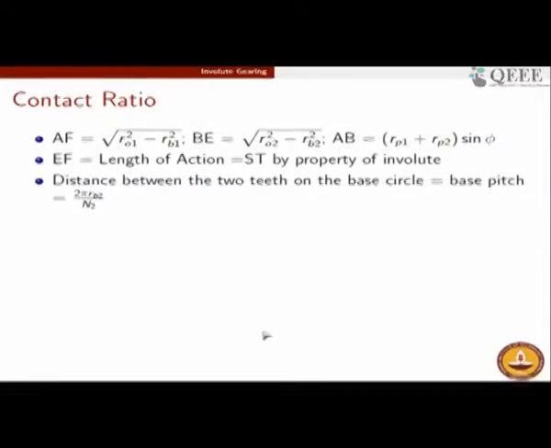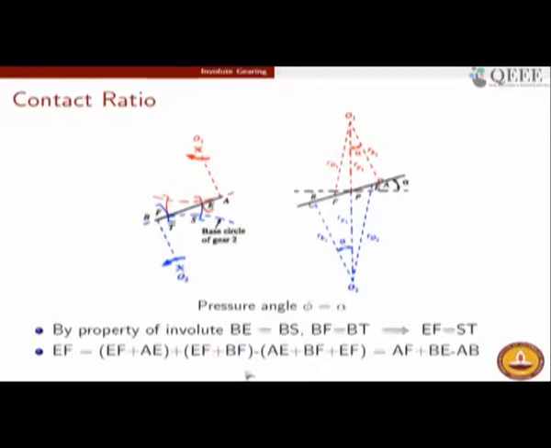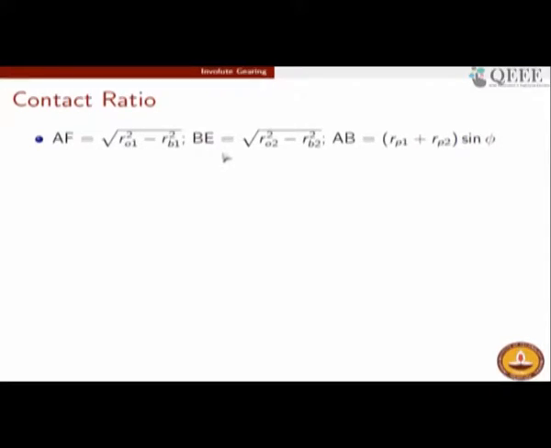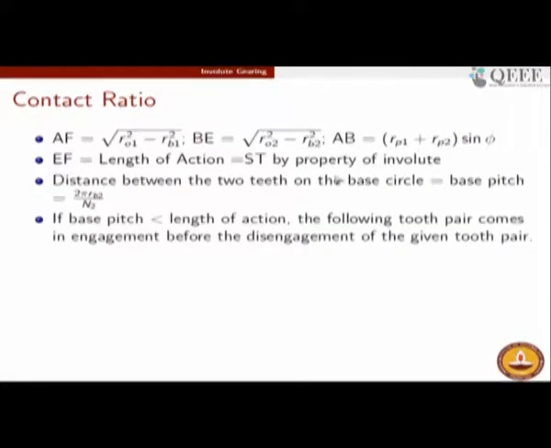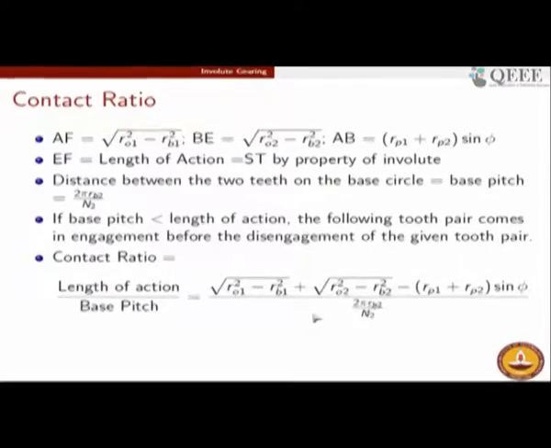So if we simply put this formula that we have deciphered, EF is AF plus BE minus AB. AF has been determined, BE has been determined, AB has been determined. So we'll just put all these three in the numerator, and the denominator is simply base pitch 2 pi rb by n. Whether you take it on gear 1 or gear 2 doesn't matter, because this ratio rb by n is going to be the same for both the gears. So this ratio will tell us whether or not the engagement happens continuously, whether or not at least one tooth pair is in contact at all time instants.